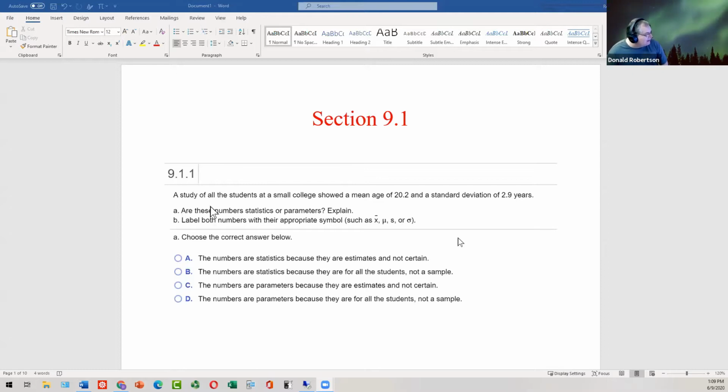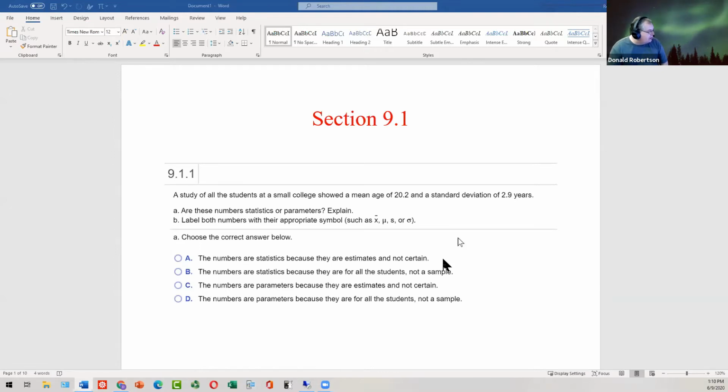Now the key here is such a small word that you miss it. All. A study of all the students at a small college. That means this is a population that they got these numbers from, right? Because it was everybody. It wasn't a sample of 200 students from a small college. So read the question and hopefully there's a clue to whether the information came from every single person, and you got the average and standard deviation, or whether it came from a subgroup of that, which would be a sample.